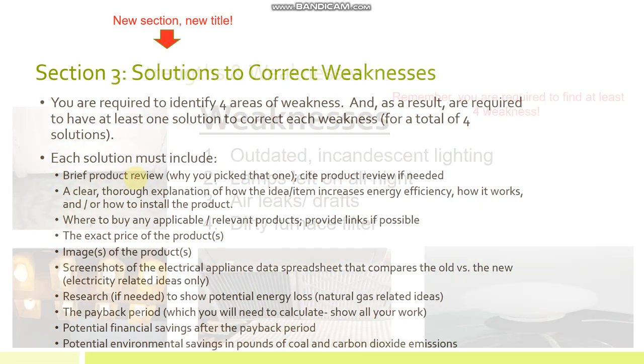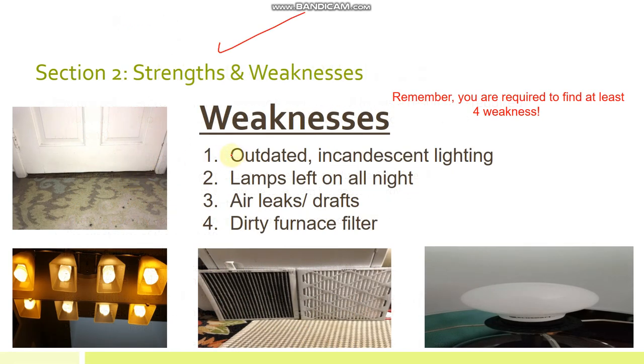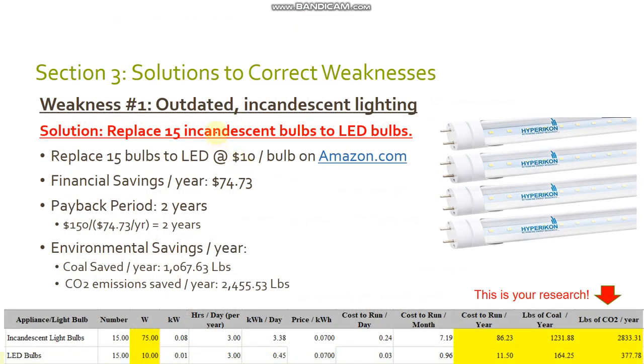Now remember, make this professional and organized. So I listed outdated incandescent lighting here as number 1. So I'm going to talk about that. That's my first weakness that I'm going to talk about. So weakness number 1, outdated incandescent lighting. And the solution that our group proposes is to replace the 15 outdated incandescent light bulbs with 15 LED light bulbs.